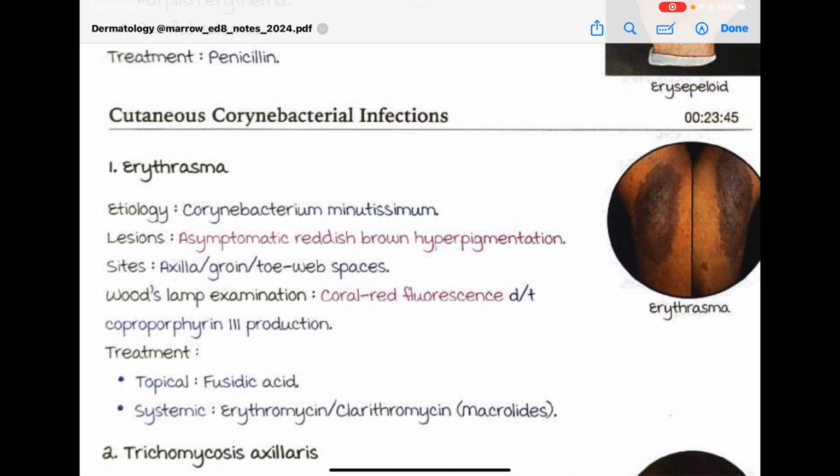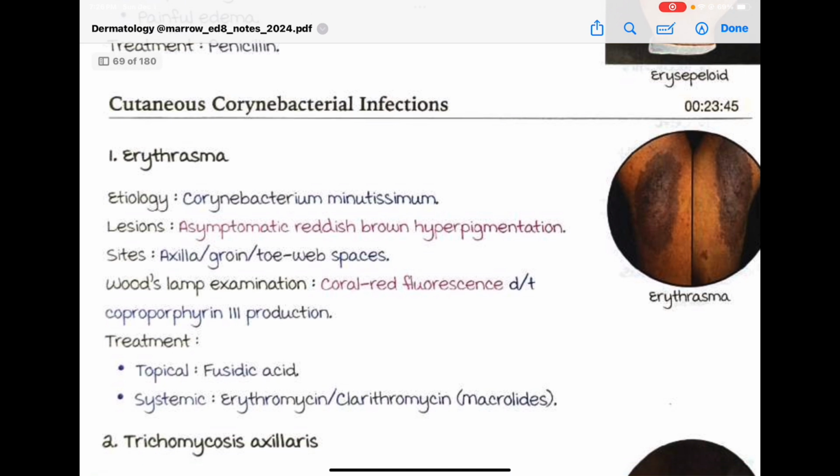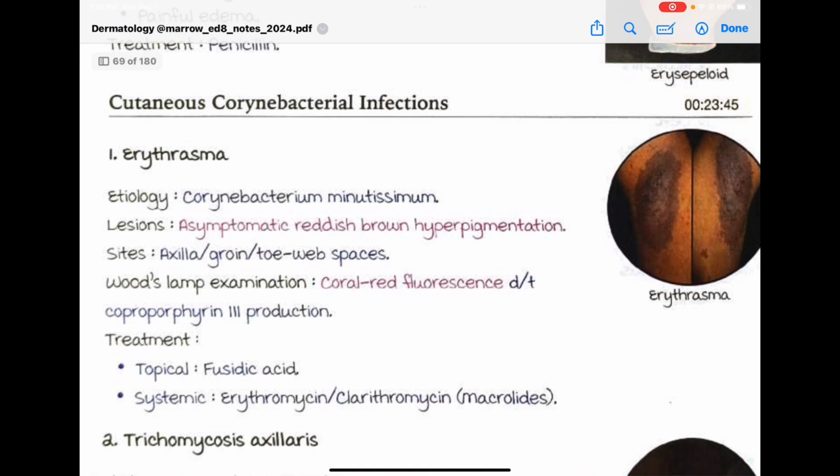Cutaneous corynebacterial infections. Erythrasma. Etiology: Corynebacterium minutissimum. Lesions: asymptomatic reddish brown hyperpigmentation. Sites: axilla, groin, toe web spaces. Wood's lamp examination: coral red fluorescence due to coproporphyrin III production.